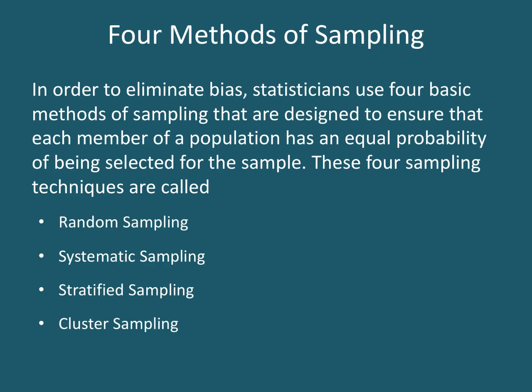Now, there are four methods of sampling. In order to eliminate the bias, statisticians use four basic methods of sampling that are designed to ensure that each member of a population has an equal probability of being selected for the sample. These four techniques are called random sampling, systematic sampling, stratified sampling, and cluster sampling. And again, the idea is to eliminate bias, or at least as much as possible.